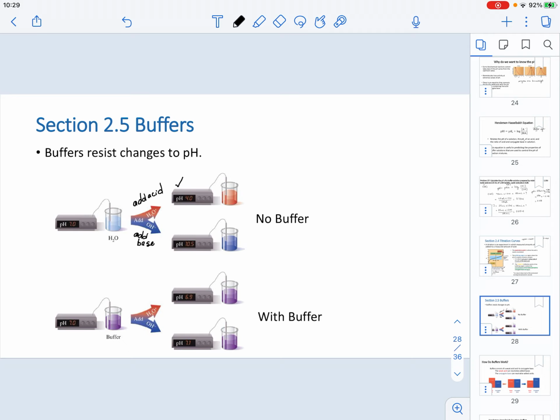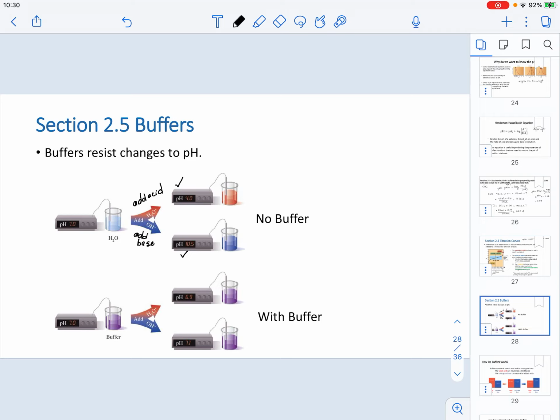If we have base in the system, then understand what happens overall is that now we are reducing the amount of protons that are available. So overall, what that turns into is that we see an increase in the value of pH. And again, this is a system where we're just looking at what happens overall in water if we add acid or we add base.